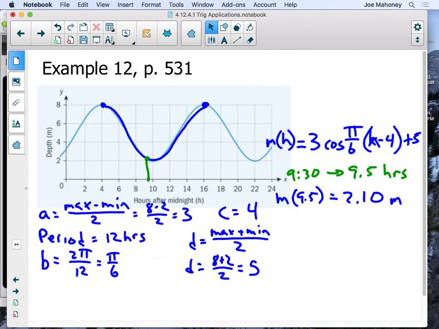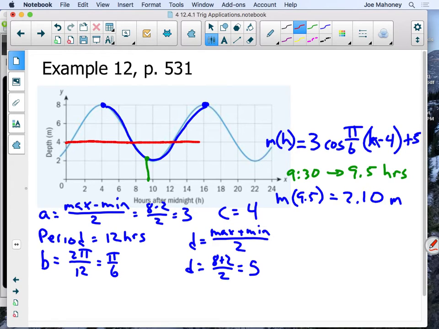And the final part of our question says he can only go out fishing when there's at least 4 meters of water in the harbor. And he sleeps until 10. So when can he go out? Well, let's let our calculator figure that out. Because what we're going to do is basically graph this line and say, okay, after 10 o'clock, I want to know that time of day. So let's graph these two functions on our calculator.